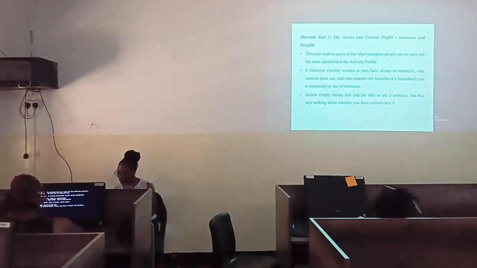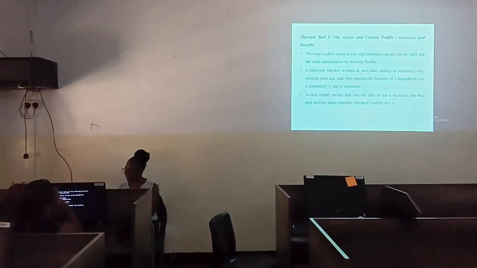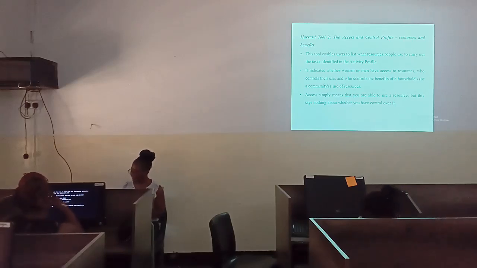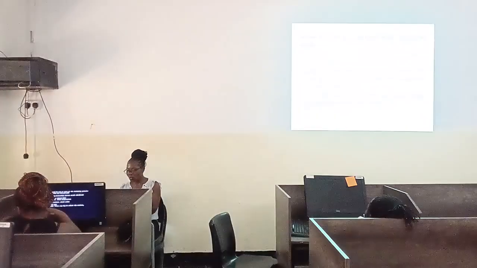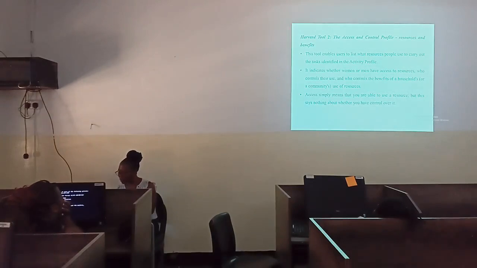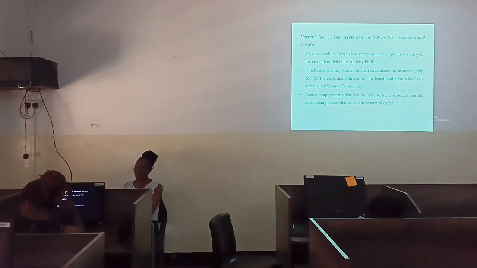So number 2, you list resources, then you need to know who has access to these resources, who controls the use, and who controls the benefits. That is activity number 2, Harvard 2, number 2. Access simply means that you are able to use a resource, but it says nothing about whether you have control over it. You can have access, be able to use it, but have no say, you have to use it for mass production.